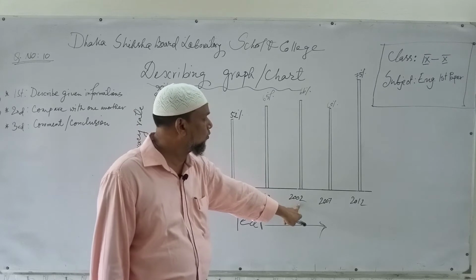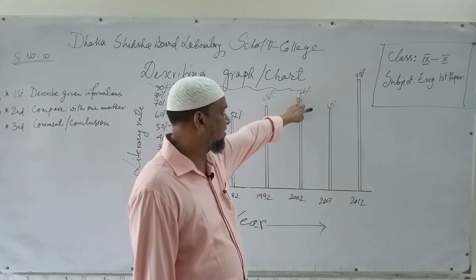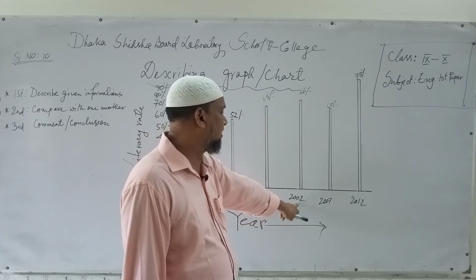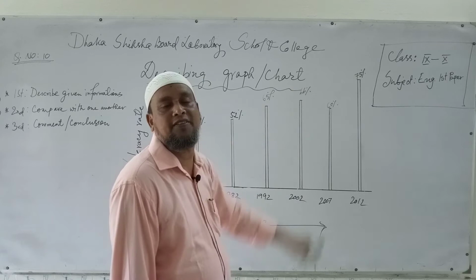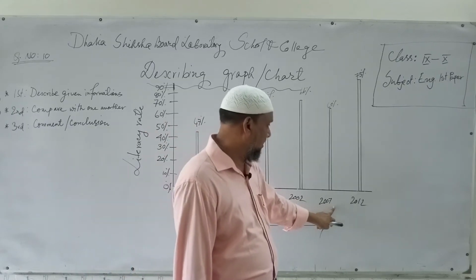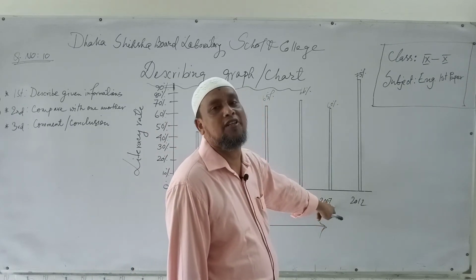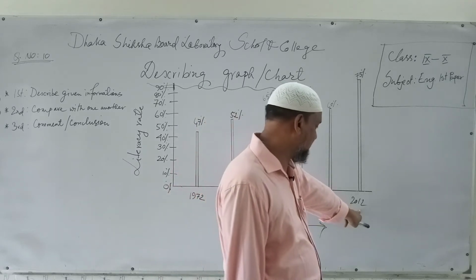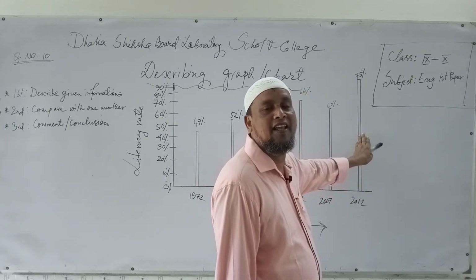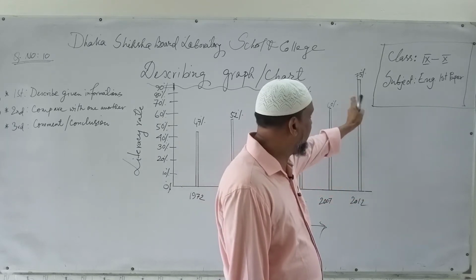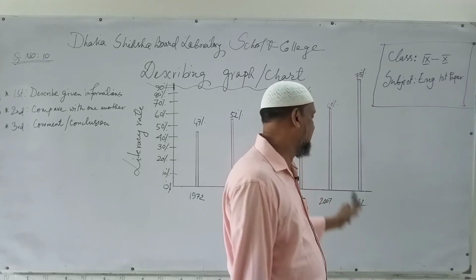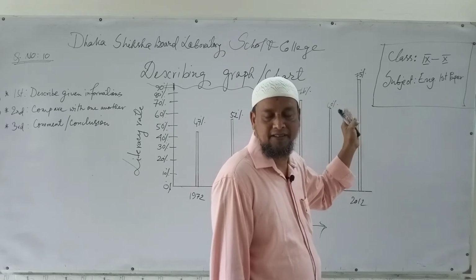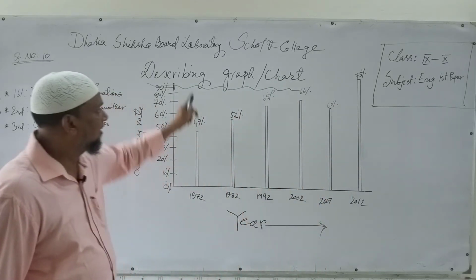In 2002, it became 66%. So, the increasing rate was not so satisfactory. In 2007, it reduced and became 60%. In 2012, it became 75%, that is, fluctuated a huge percent. So, this is the information given in the graph.